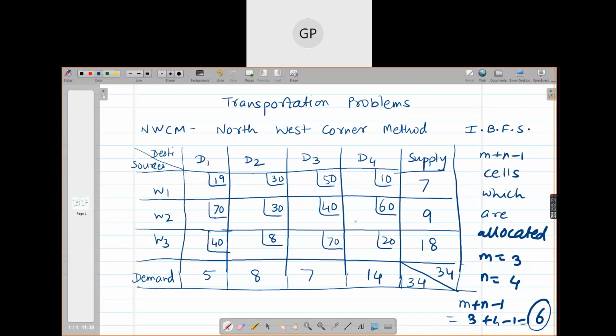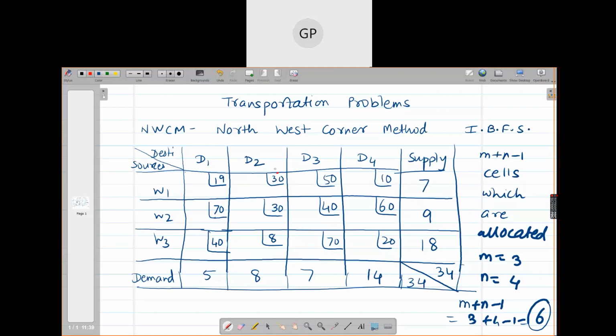Now look at these quantities. Can anyone tell me what you mean by this quantity 30, which is in the first row, second column? What do you mean by this 30? It's the price to transport one unit of product, or the cost of transportation of 1 unit of product from W1 to D2, right? All of you must understand this.